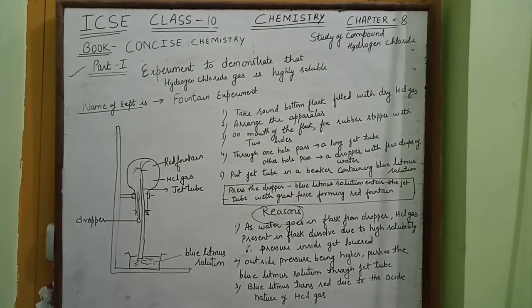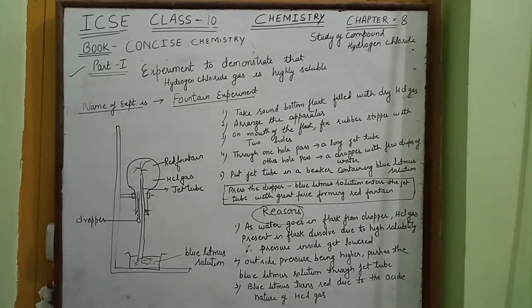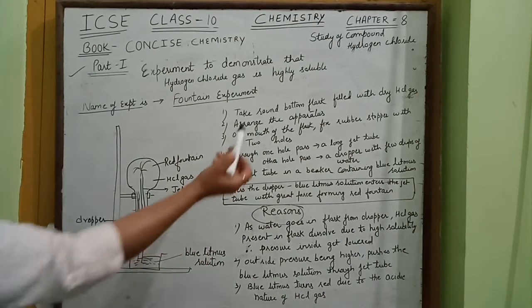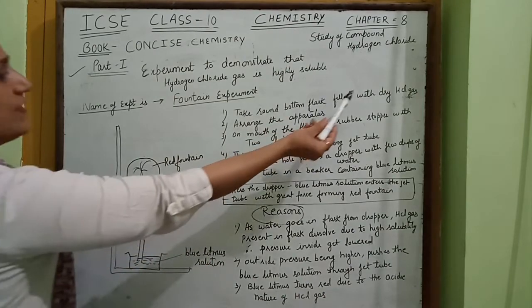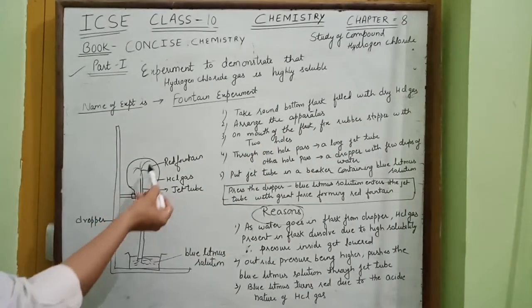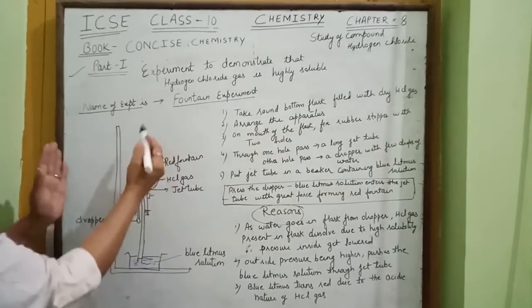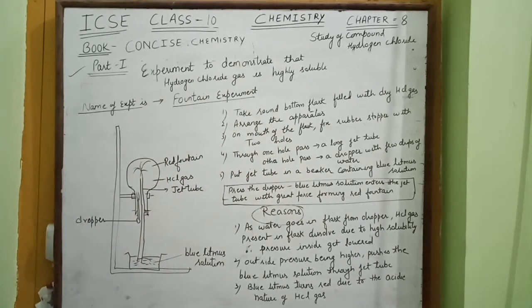And now, the experiment to demonstrate that hydrogen chloride gas is highly soluble. The name of the experiment is the Fountain Experiment. Now, how is this Fountain Experiment performed? We take a round bottom flask filled with dry hydrogen chloride gas. See, a round bottom flask filled with hydrogen chloride gas, and arrange the apparatus. You see how the apparatus is arranged.